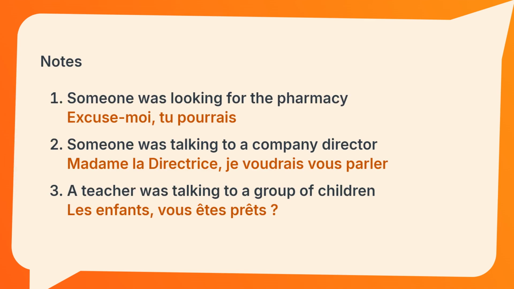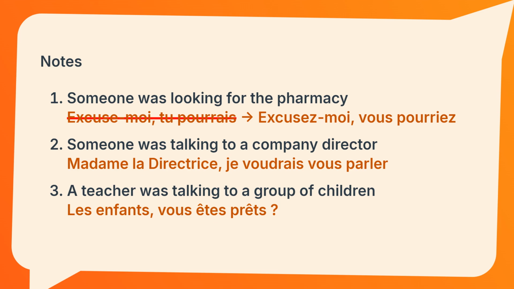In the first example, we heard someone asking for directions to the nearest pharmacy. Because he was asking a stranger, instead of saying, Excuse-moi, tu pourrais, he said, Excusez-moi, vous pourriez. The next example was spoken in a business context, hence the more formal tone. And the last one was a teacher speaking to a group of children.